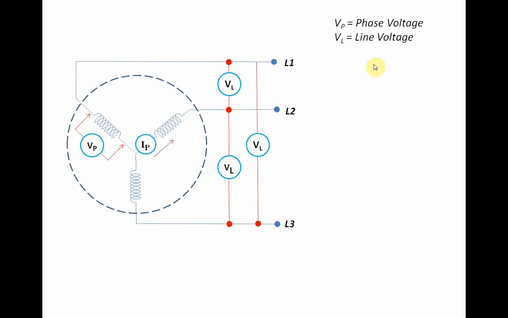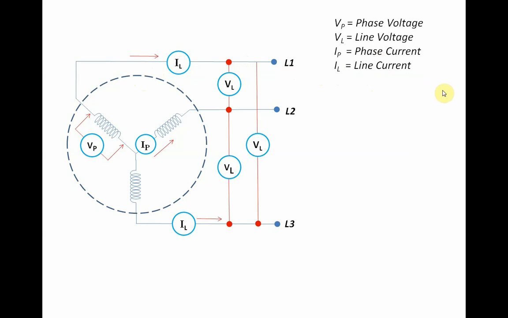And next is the current. The current that flows through each of the phases we call the phase current. So if we have a phase current through this coil, we also have a phase current through this and this. Phase current is the current that flows through each of the coils. Next is the line current. Line current is the current that is drawn out of the generator, so the outside connection of the generator carries the line current.